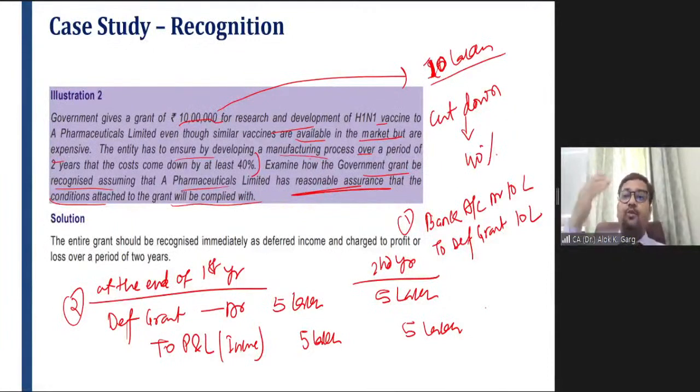Second approach, you can net this grant from the expenses. For example, the expenses incurred is 4 lakh rupees. So you can make the expenses 4 minus 40 and 1 lakh rupees grant can be shown as other income. For example, the expenses are 7 lakh. In that case, 7 minus 5, 2 lakh has to be shown as an expense.